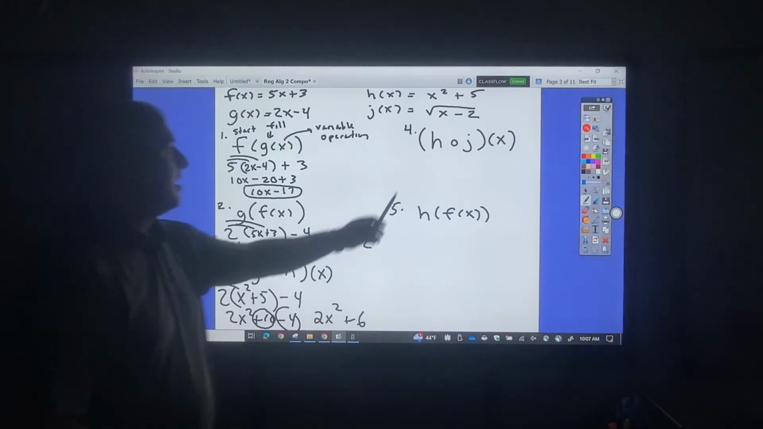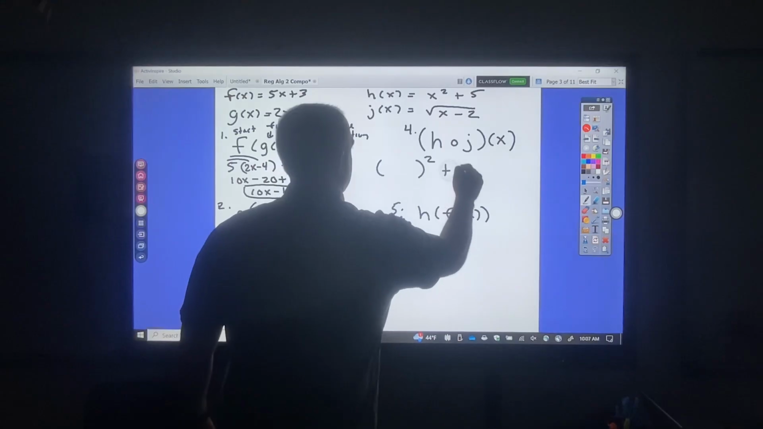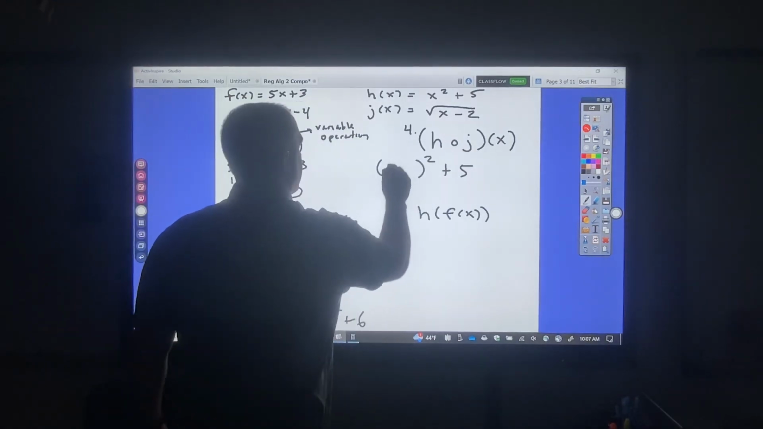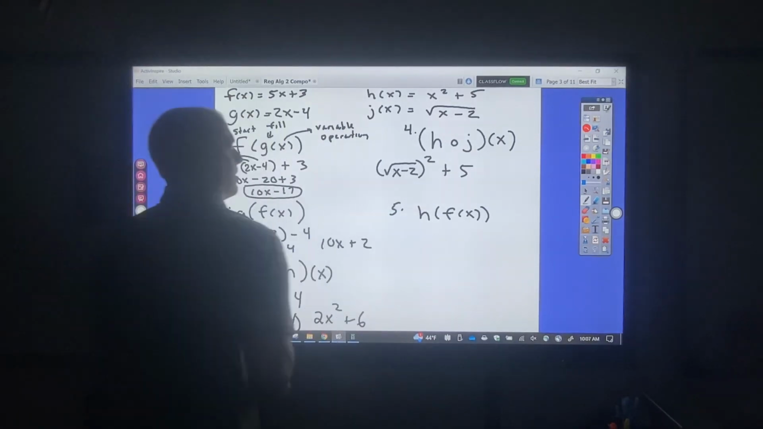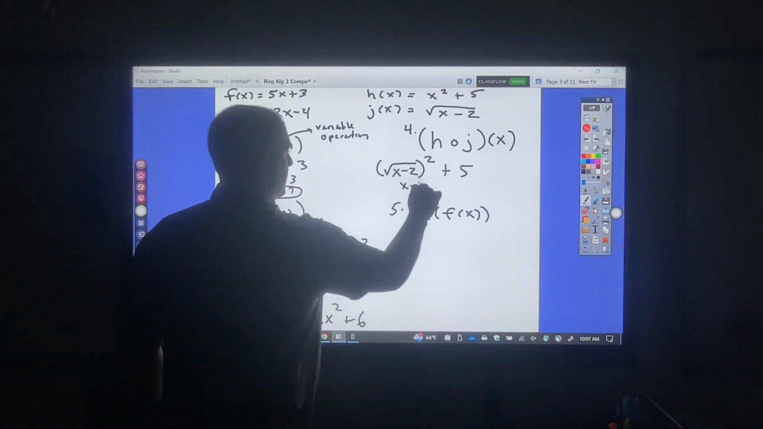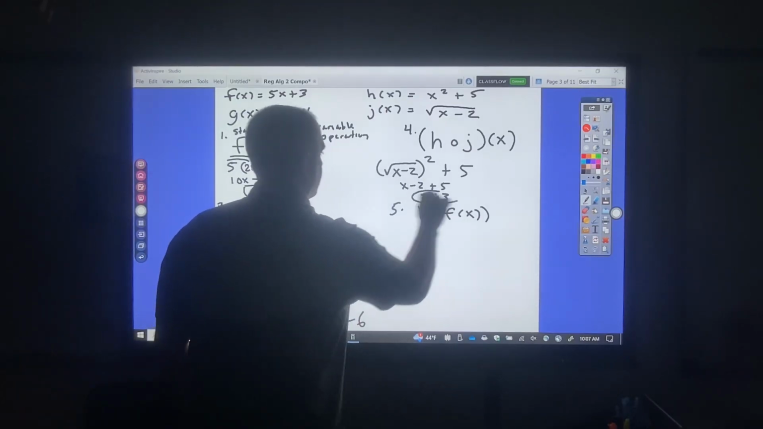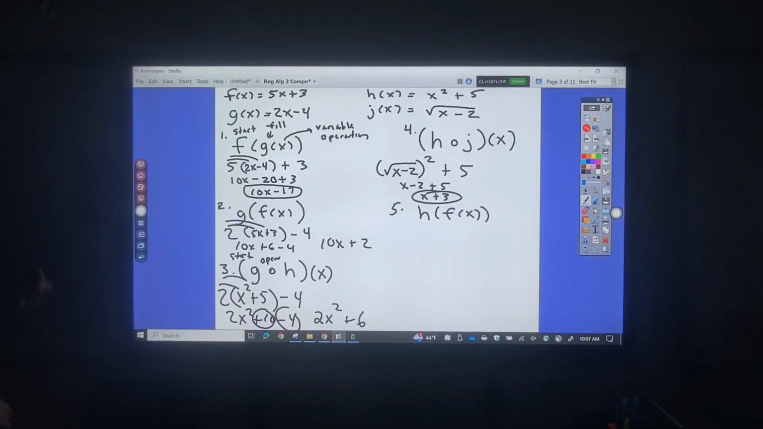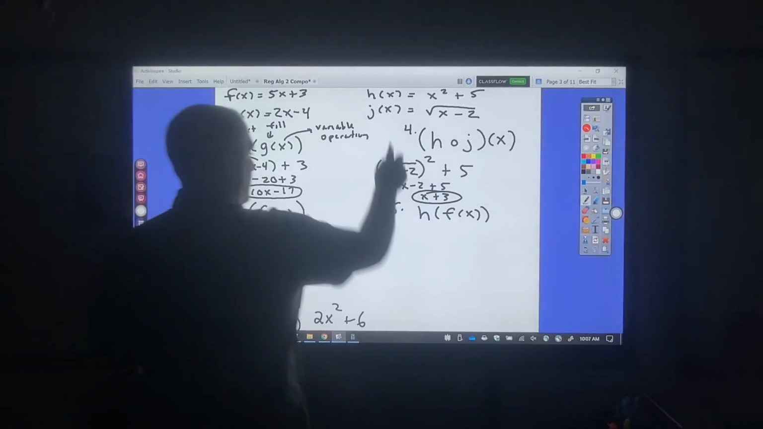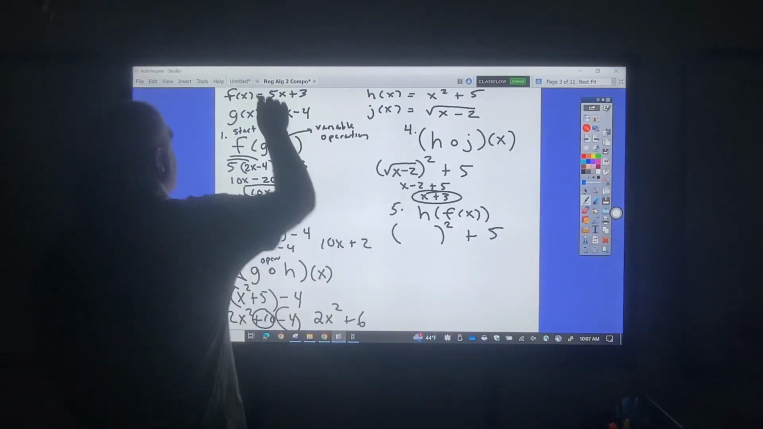Okay, this one, I'm going to start with the h function. I'm going to fill in the j function. Now, this means do the operation. So squared, what happens there? That becomes this. Add 5, those two combine to x plus 3. h of f of x. Okay, so h, I'm going to fill in f.